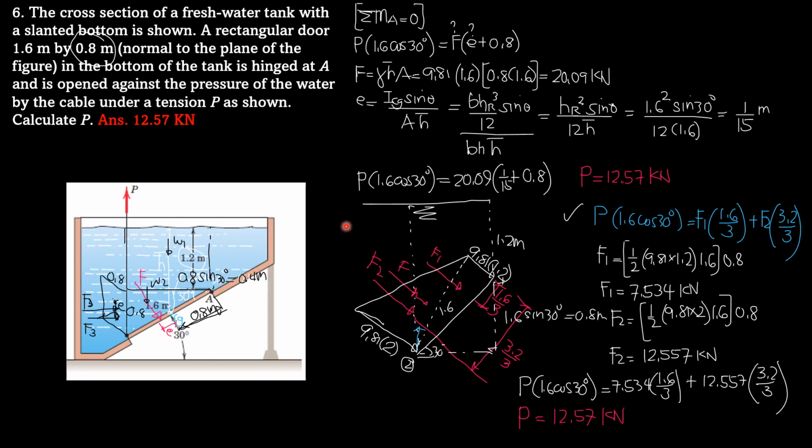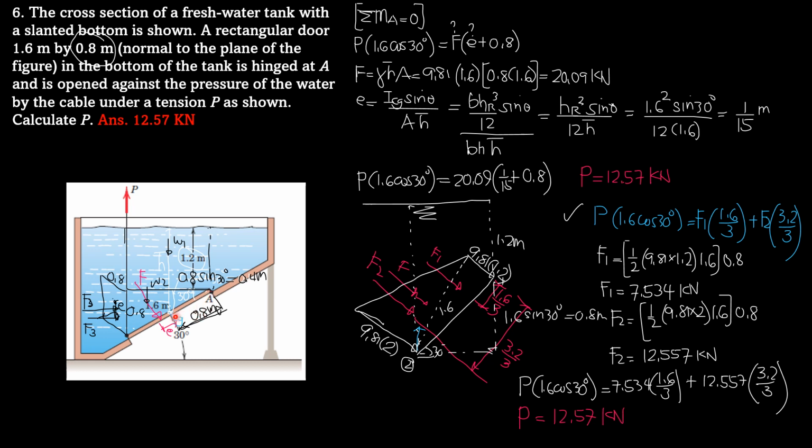So let's have this first example. The cross-section of a freshwater tank with a slanted bottom is shown. A rectangular door 1.6 meter by 0.8. Since this is shown to be 1.6, perpendicular to the board it is 0.8 meter. So 1.6 perpendicular to the screen or the board or the slide is 0.8.